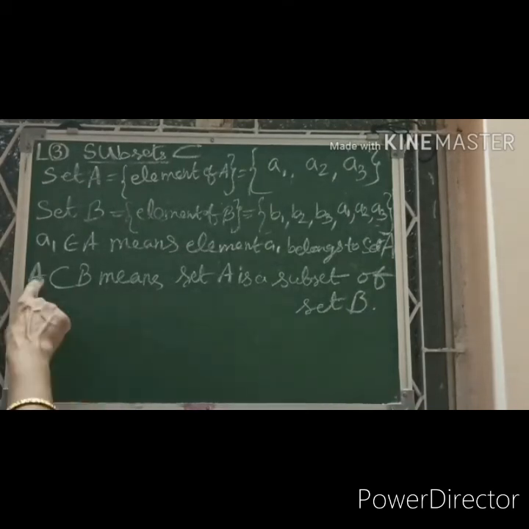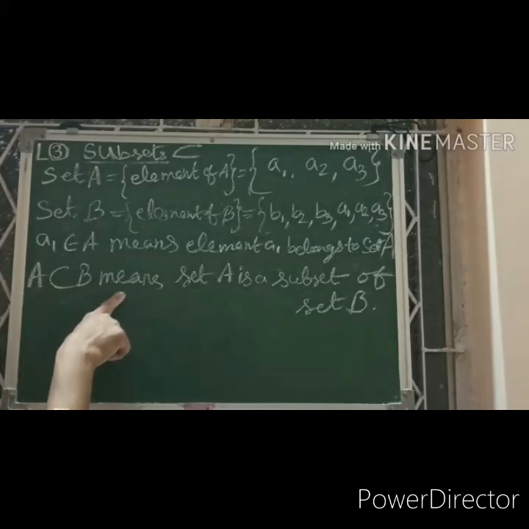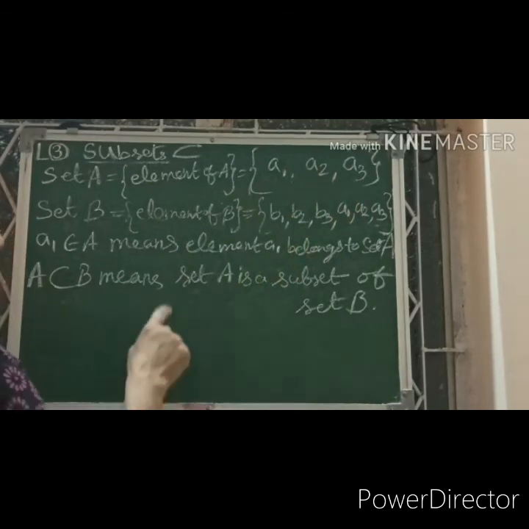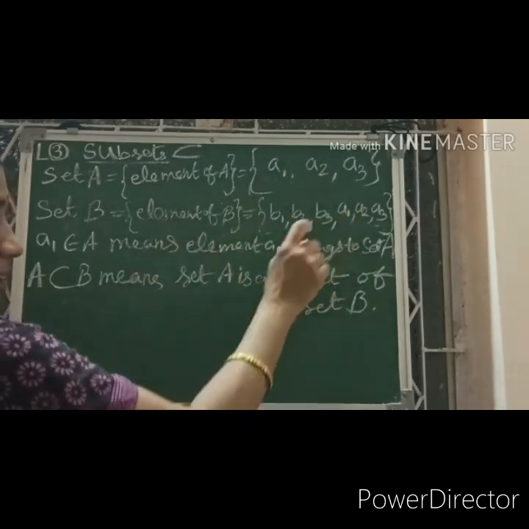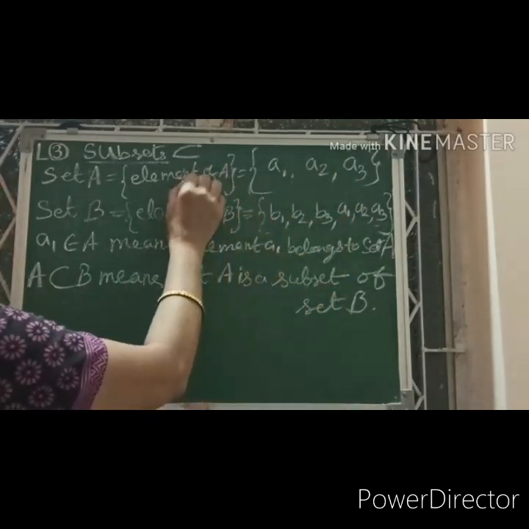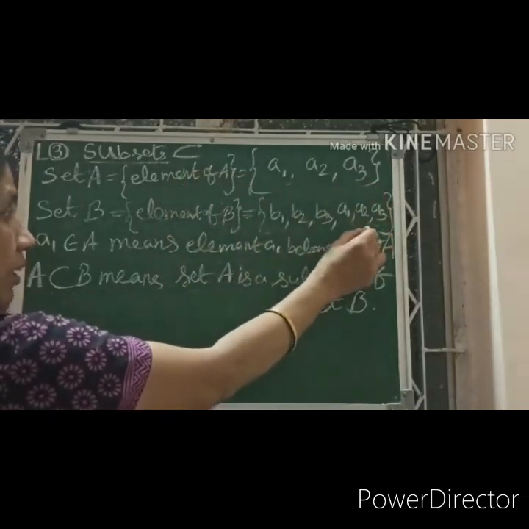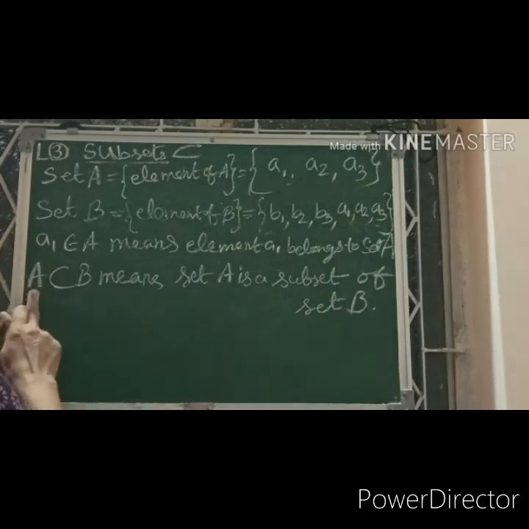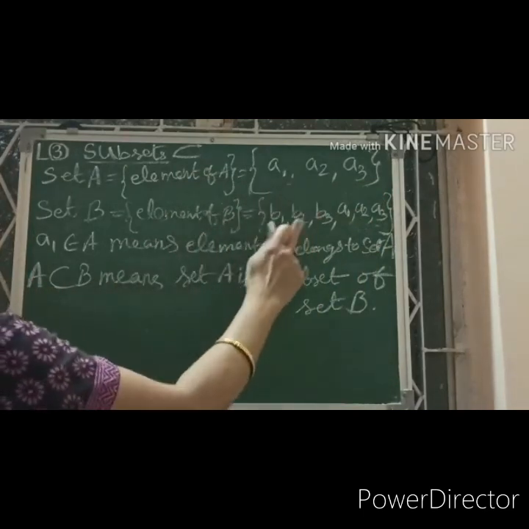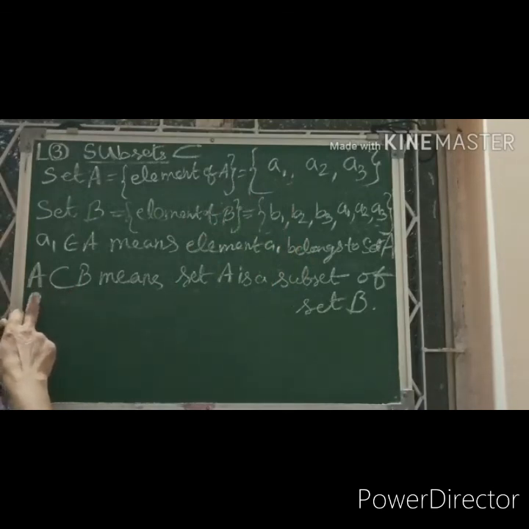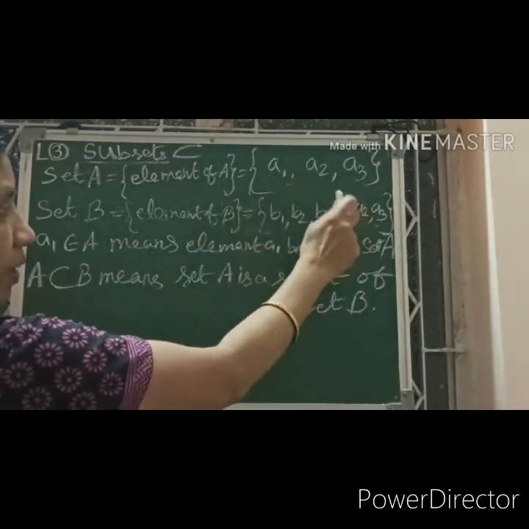Now once again I will continue. See now, set A is a subset of set B means set A has a1, a2, a3, 3 terms. Are they in set B? Yes. Therefore, set A is a subset of set B. a1, a2, a3 are present in set B also. So, A is a subset of B. You will read this as set A is the subset of set B. What is the reason? It is very much present.